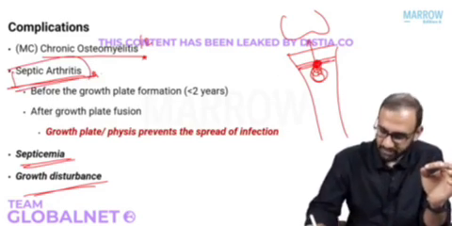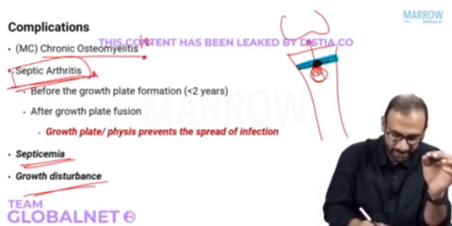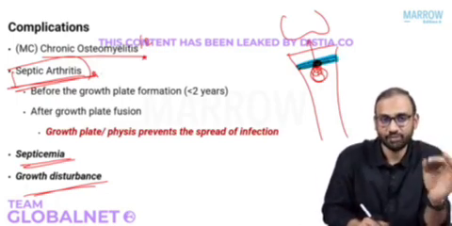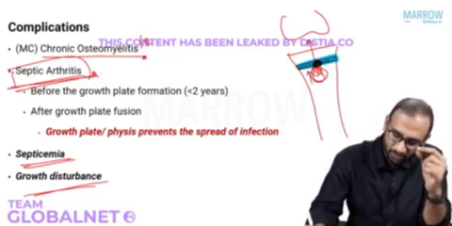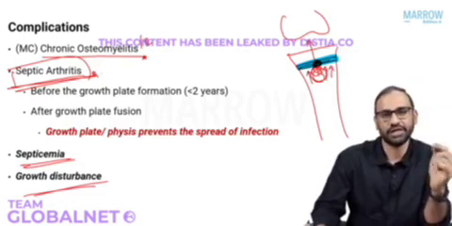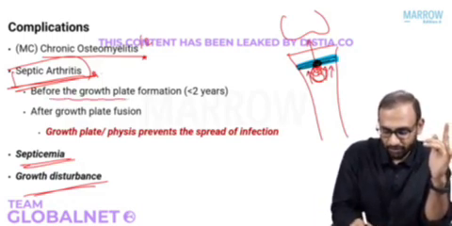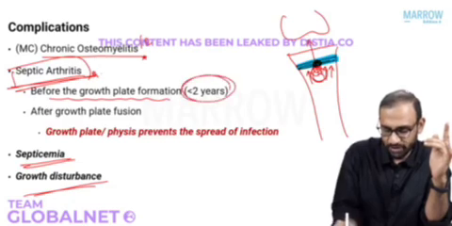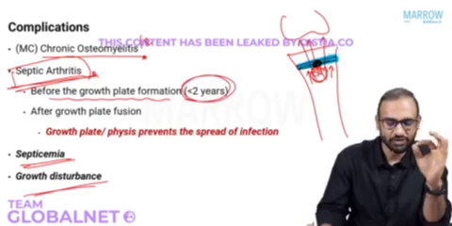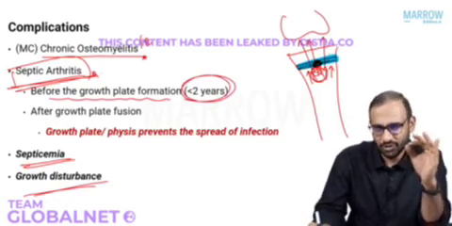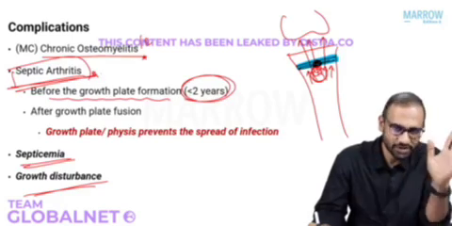Now the interesting complication is septic arthritis, because we all should know that just above the metaphysis, there is this growth plate, right? I told you, this growth plate is basically preventive, protects the joint. Preventive of spread of infection from the metaphysis into the joint. It prevents the infection, right? So before the growth plate formation, that is less than 2 years, where the growth plate is not there, the infection will likely move. So in very young children, infants, less than 2 years, because the growth plate is not there, the infection from osteomyelitis will go into the joint, causing septic arthritis.